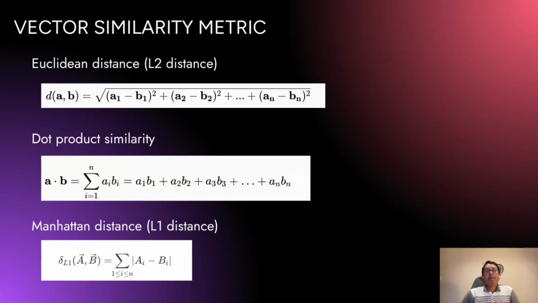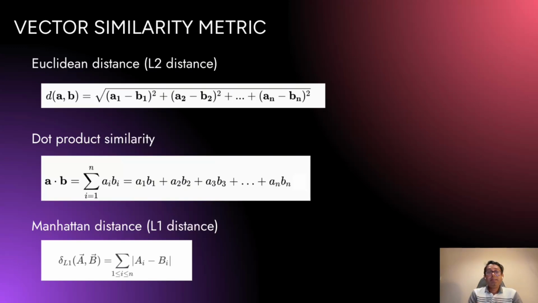We also need to find the relative similarity or proximity among the vector embeddings. To do this, we need to use some kind of mathematical model. This is called the vector similarity metric. There are many ways of doing it. Let's discuss a few of them.